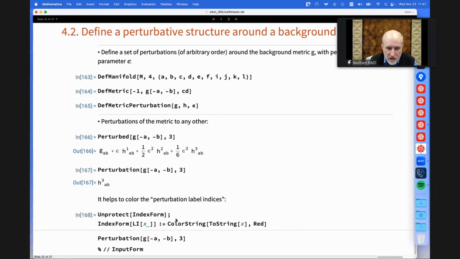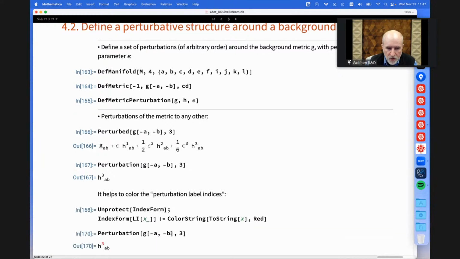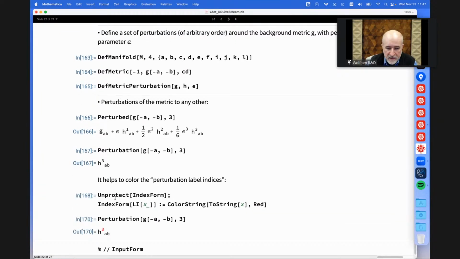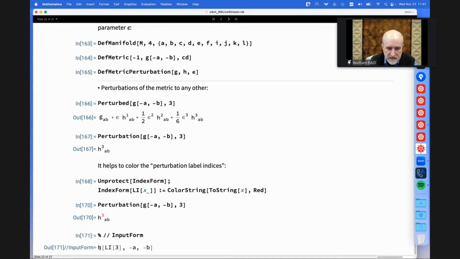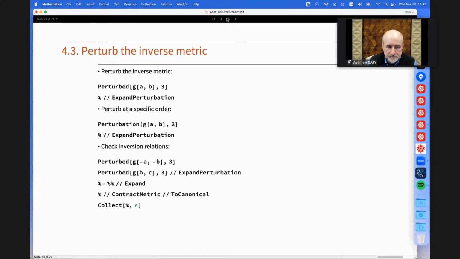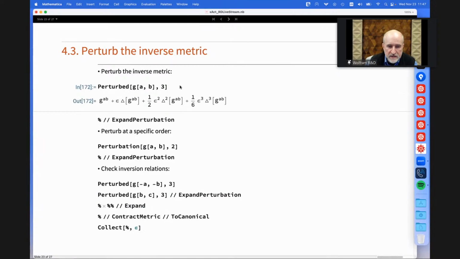So in order to distinguish, I always do this, which is to color the perturbation orders. And this can be done with this trick. It's still the same thing, it's H. You see the two indices and this thing called a label index, which is being used here to represent the perturbation order. So that's the perturbed inverse metric: the inverse metric, the first order of the perturbation, the second order of the perturbation, the third perturbation.